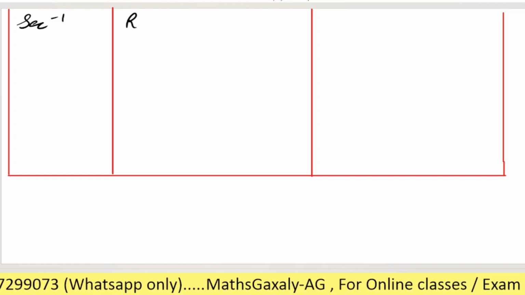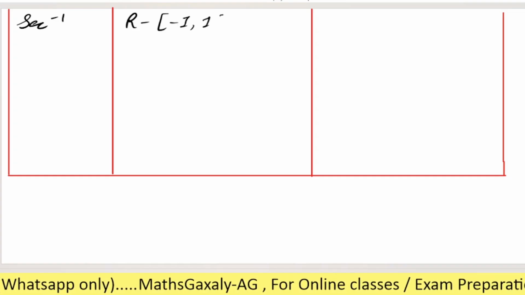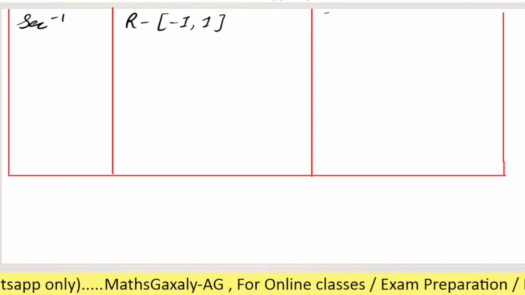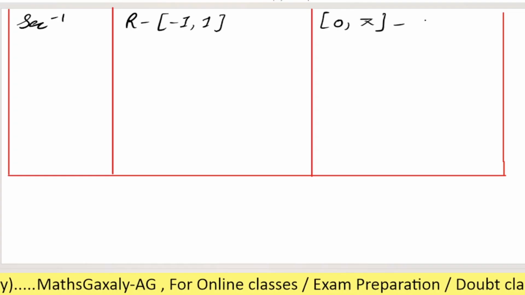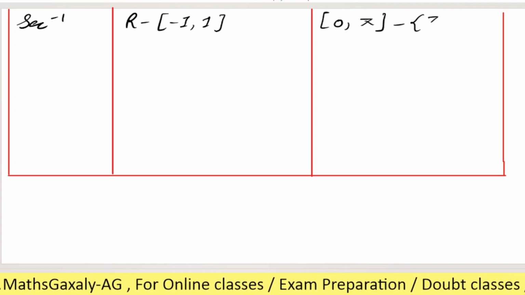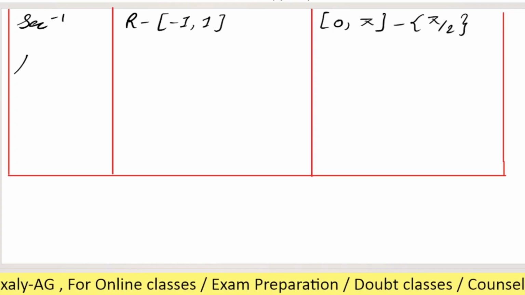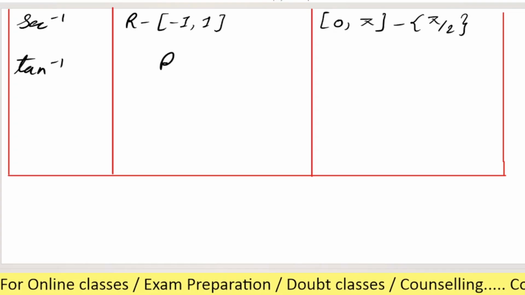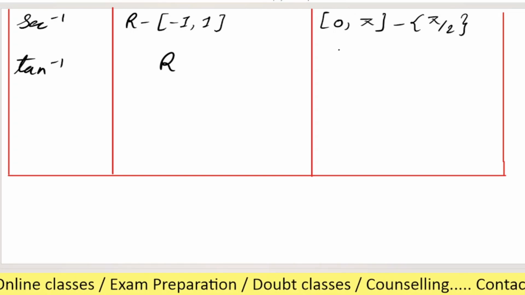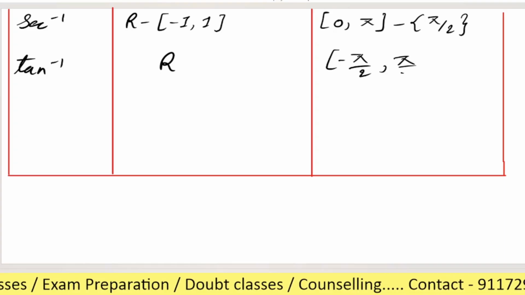Sec inverse. The domain will be the set of real numbers except -1 and 1. So the range will be 0 to pi, except pi by 2. And now for tan inverse, the domain is R and the range will be from minus pi by 2 to pi by 2.